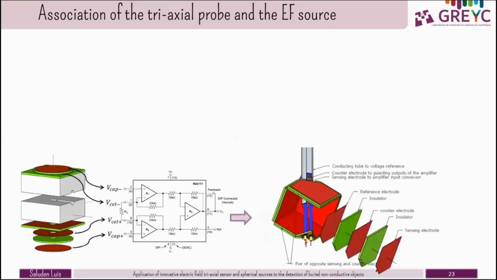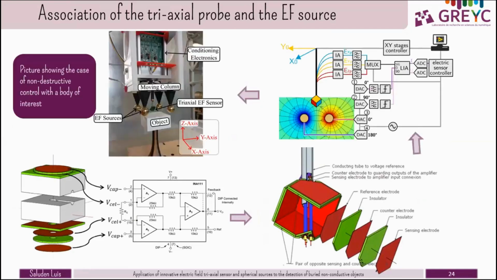And we got from one axis to 3 axes. And so then again, the sources and the sensor, which give us our test bench, which is actually the association of the 4 sources that we call poupette. And then the sensor, which is in the middle. And this picture is actually showing the case of a non-destructive control with a body of interest, which is a simple object printed with PLA. So the bench can move and scan, so we do imaging.